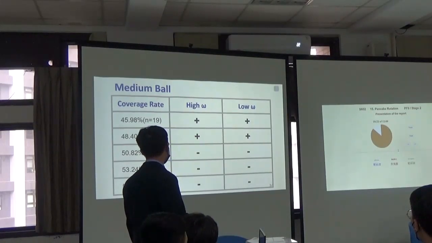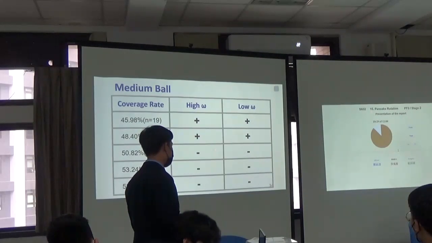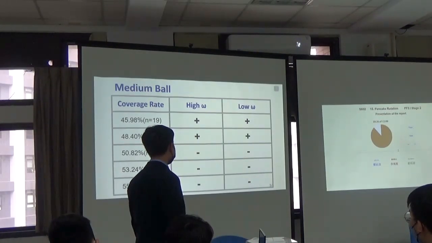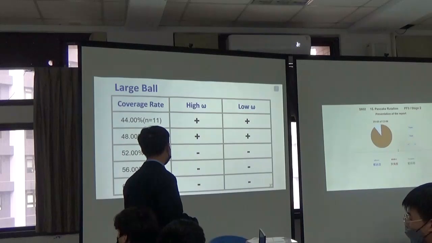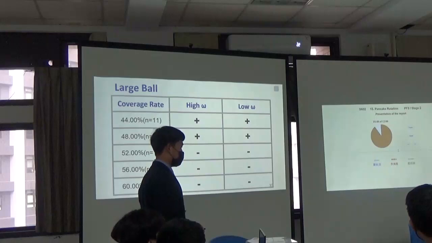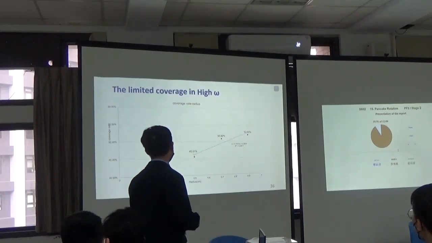This is the medium ball. When the medium ball amount is 21, the opposite directional motion will happen, and the lower is 2. Okay, this is the large ball. When the large ball amount is 13, it will move in the opposite direction, and the lower is also 2.